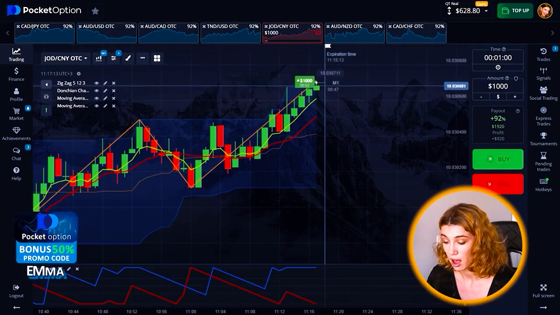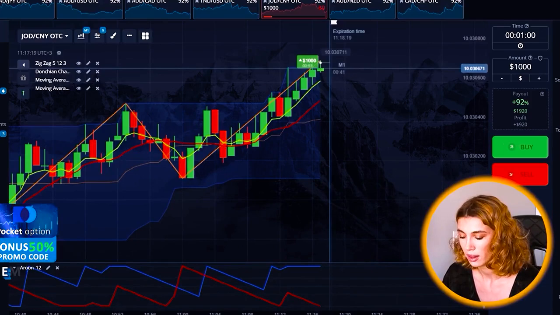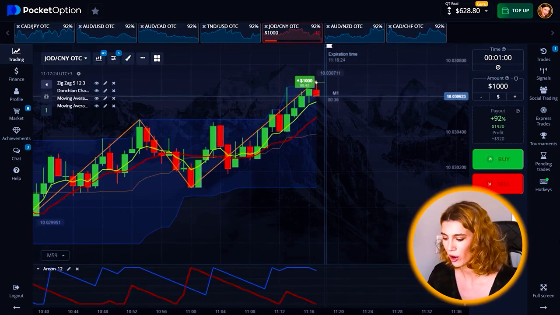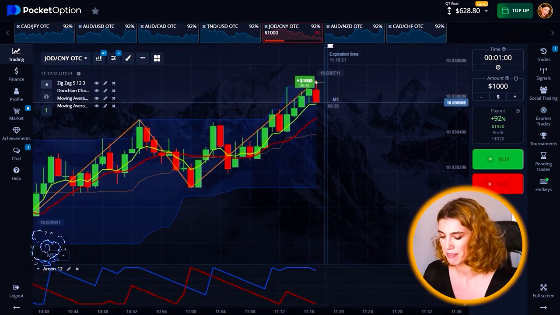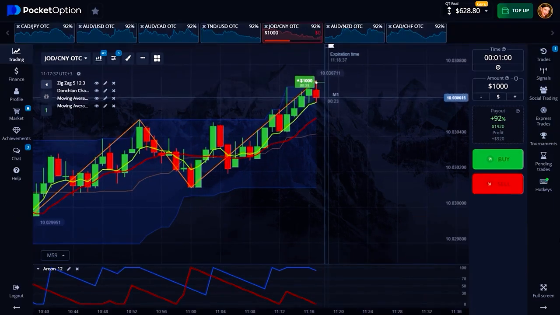And okay, I can see that we are having a strict uptrend right this moment. The zigzag, moving averages, and the upper channel boundary, they all support growth. So it's definitely a call option, 100%. Yes, bam, bam, bam, going up. That is exciting. That is really, really exciting.